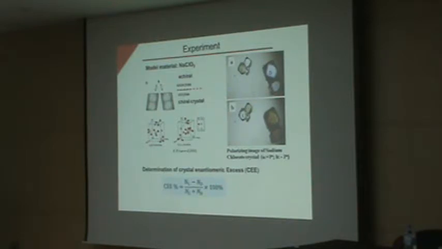And in this study, sodium chlorate is used as the model material because it is an achiral molecule in the solution phase. However, it crystallizes to chiral crystals in the solid phase. So the chirality of sodium chlorate crystals can be distinguished using a polarized microscope. As shown in these figures, the color difference indicates the different chirality of crystals, and the crystal enantiomeric excess, CEE, here is defined by this equation. Here NL and ND are the numbers of crystals in each sample.